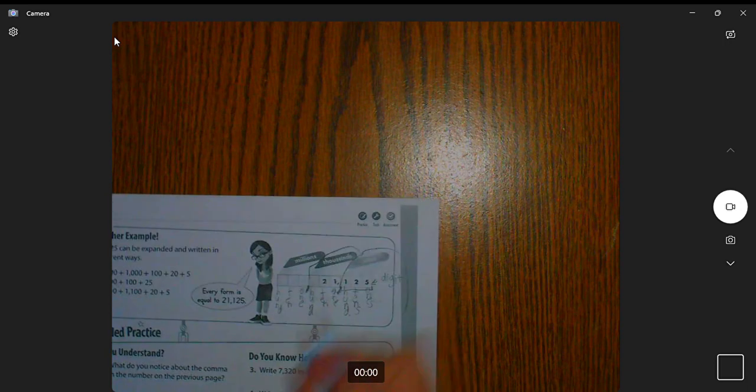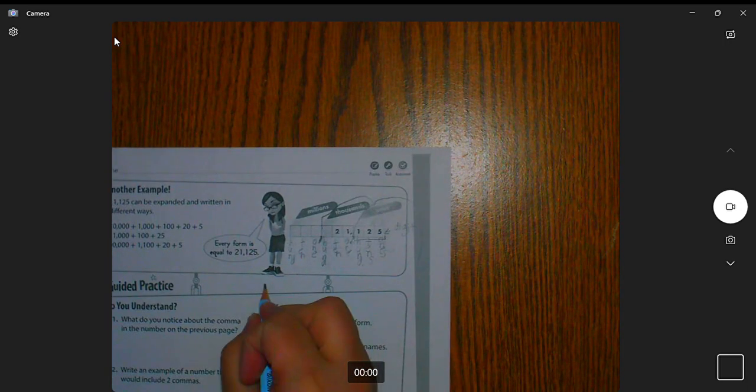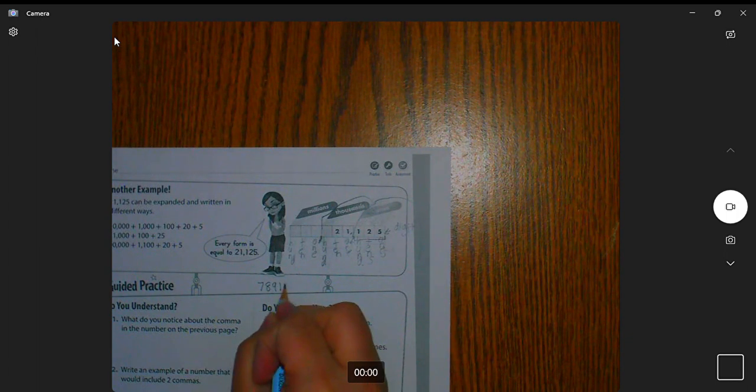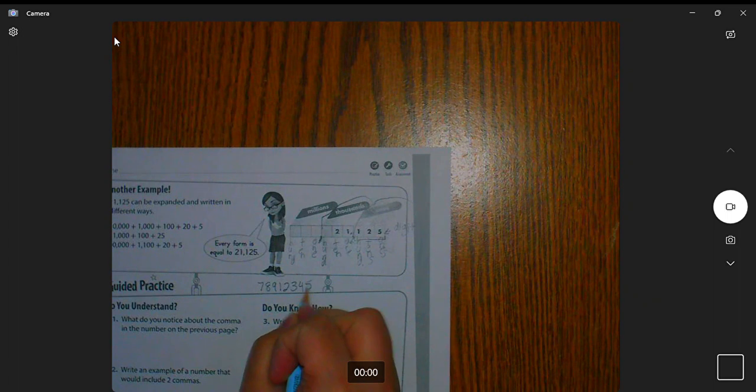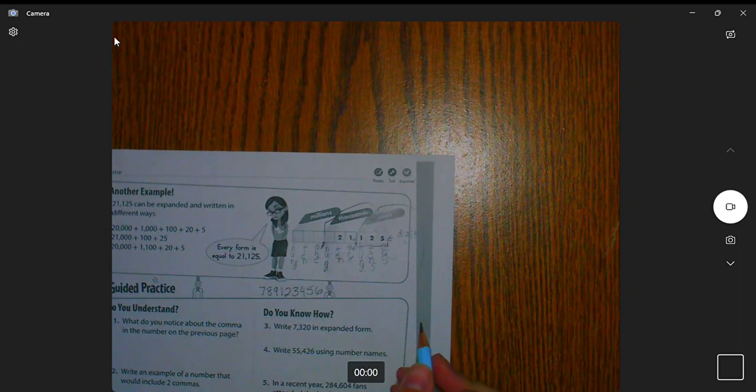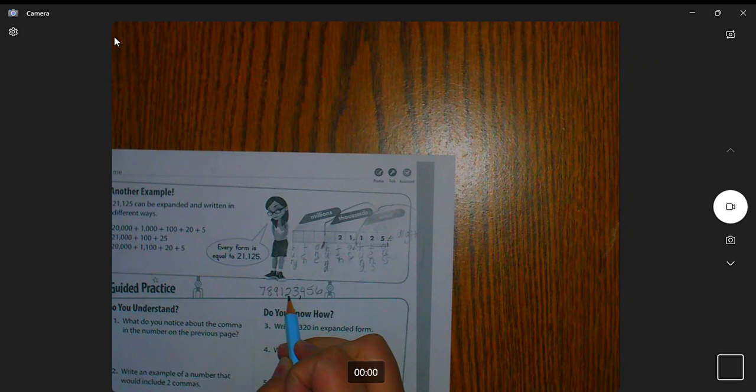If I have a big number like this, I don't know how to say its name yet. I need to figure out where my commas go. So I need to figure out each period. So I have 1, 10, 100, comma. This is the ones period. 1,000, 10,000, 100,000, comma. This is the thousands period.